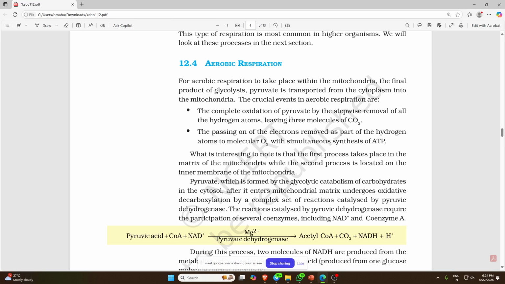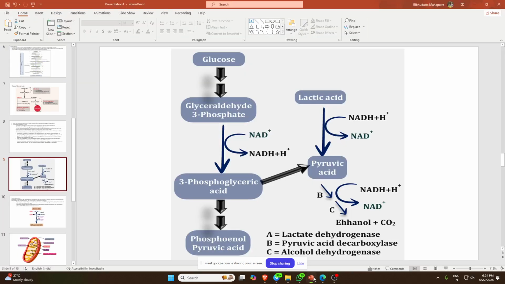Then the electrons removed as part of hydrogen atoms are passed on to molecular oxygen with the simultaneous synthesis of ATP. What is interesting to note is that the first process takes place in the matrix of the mitochondria, while the second process is located in the inner membrane. In the Krebs cycle there are a total of 8 reactions. 7 reactions happen in the mitochondrial matrix, and only one, from succinyl coenzyme A to fumarate, involves the succinate dehydrogenase enzyme, which is present in the inner membrane of the mitochondria.